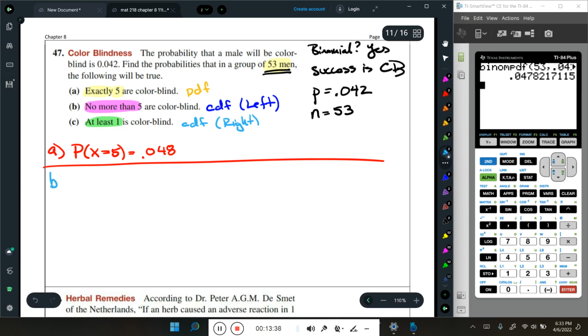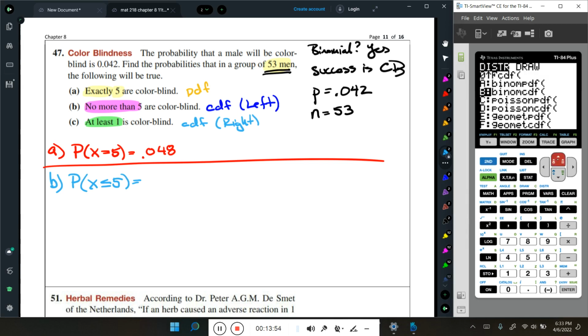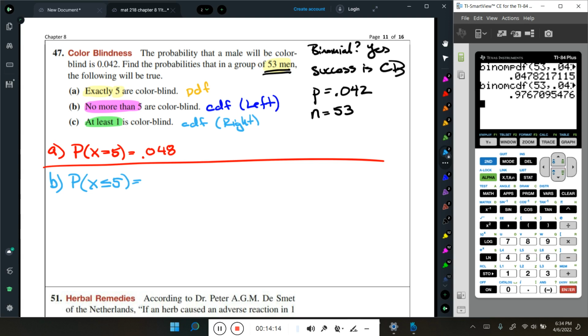Question 47, part B. No more than 5. No more than 5 means I want the probability that x is less than or equal to 5. So that's going to be the CDF because I'm doing the left hand on this one. So I've gone back to my distributions. I'm looking for binomial CDF. Right? There's still 53 trials. Probability of success is still 0.042. My probability that I want is 5 for my maximum x value. And then I paste that back in. And I get, whoa, 0.977.